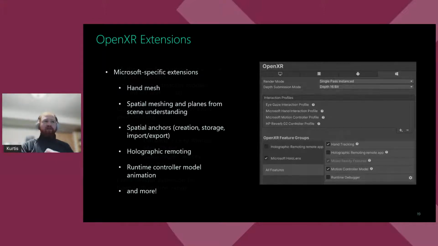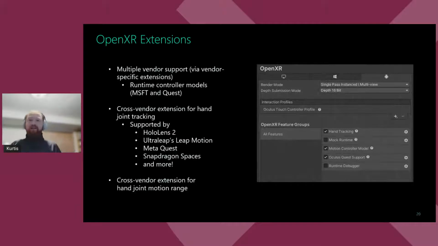And we also ship a set of cross-vendor extensions. I guess the main true cross-vendor extension today is hand joint tracking and hand joints motion range. For those of you who don't know motion range, it's useful when you're trying to render, let's say, a motion controller model and a hand provided by the runtime at the same time. The runtime can provide a flat hand, or one that looks like it's holding the controller. So it's very visually interesting.